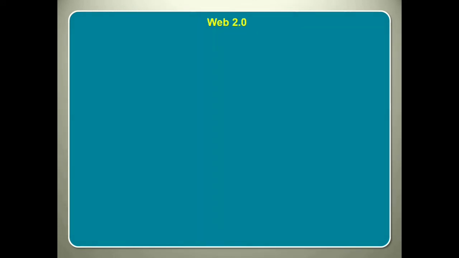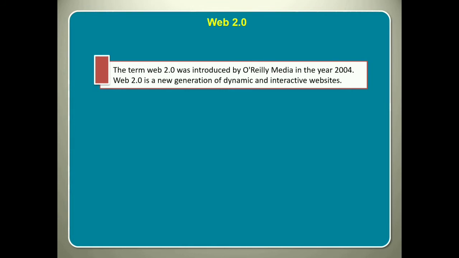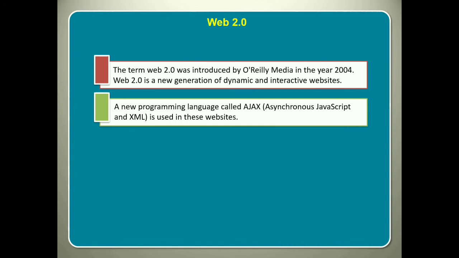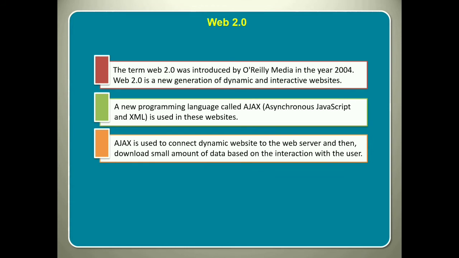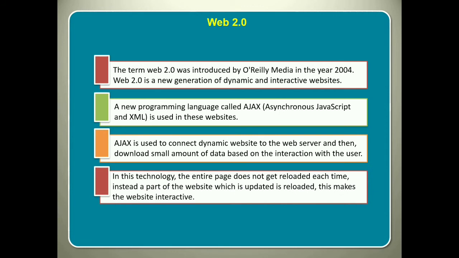We have come to the last concept of this session, Web 2.0. The term Web 2.0 was introduced by O'Reilly Media in the year 2004. Web 2.0 is a new generation of dynamic and interactive websites. A new programming technique called AJAX, Asynchronous JavaScript and XML, is used in these websites. AJAX is used to connect a dynamic website to the web server and then download a small amount of data based on the interaction with the user. In this technology, the entire page does not get reloaded each time. Instead, the part of the website which is updated is reloaded. This makes the website interactive.